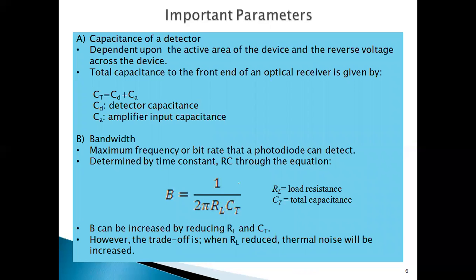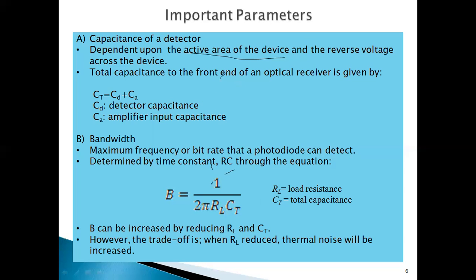Capacitance of a detector. Because we know that a detector is made of an electrical circuit, we're going to have the R, and we're going to have the capacitance. So the capacitance of a detector is basically dependent upon the active area of the device and the reverse voltage across the device. So those should be the factors that affect the capacitance value.